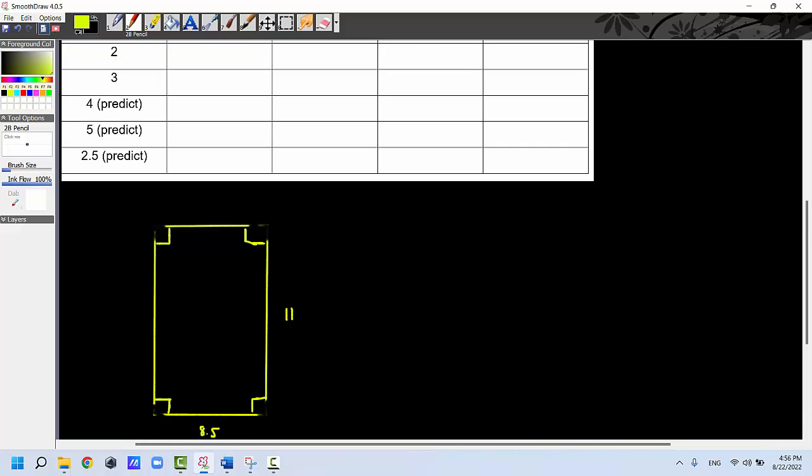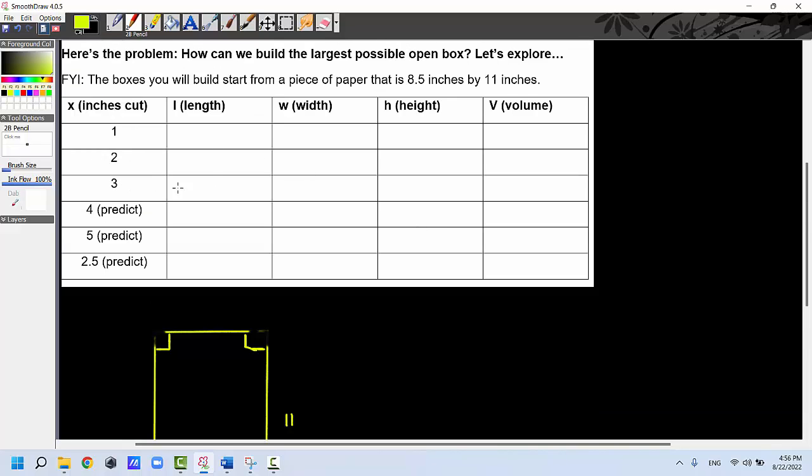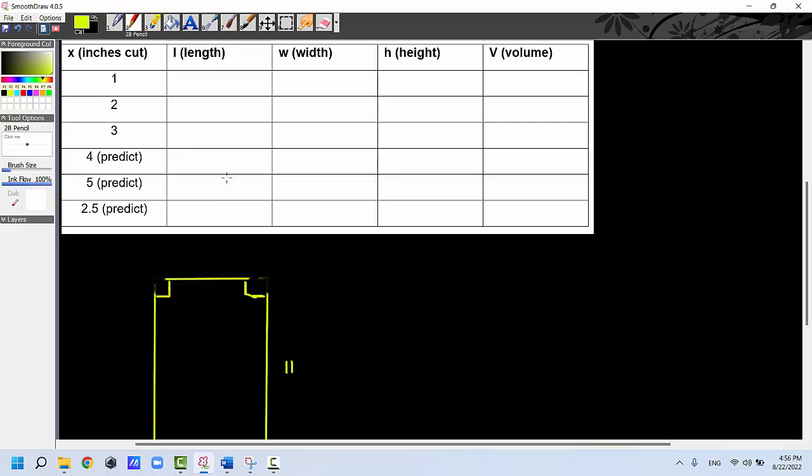And so I'm going to find out what happens if the inches that I cut are going to be these parameters here. Let's say, for example, if I do 1, that means that the square that I'm cutting out is 1 by 1. If it was 2, it would be 2 by 2. If it was 3, it would be 3 by 3, and so on. We'll also make a prediction for 4, 5, and 2.5. But let's see what happens if I cut out a square that is size 1.